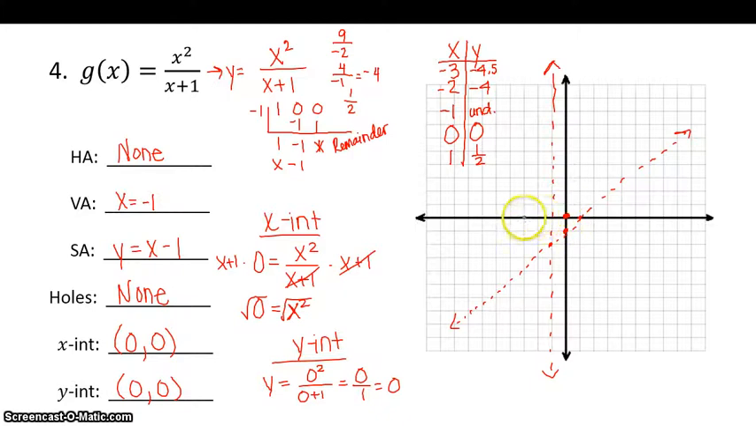Okay? So then I'm going to graph these points. So -3, 1, 2, 3, 4.5. And -2, 1, 2, 3, 4. And then draw that in.